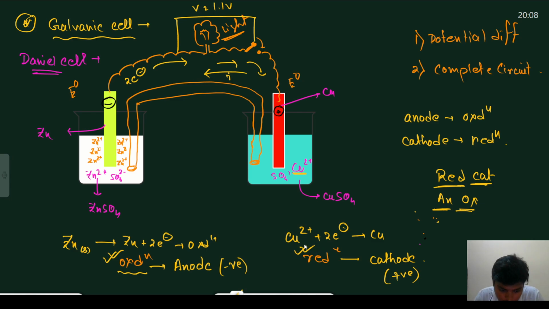Yes. Okay. So what is anode? Anode means oxidation. In this case, negatively charged. Or source of electron. And here, reduction means consumption of electron. Cathode consumes electron. Okay. Understood? Yes or no?